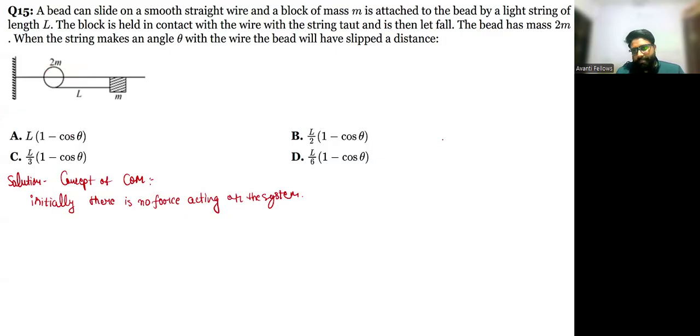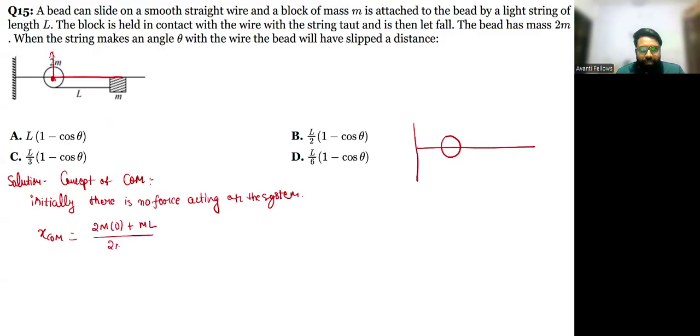So here we can say, let's say at an angle theta, let me draw it here, from the initial position. Let's calculate the initial position of the center of mass. x center of mass, if we assume the origin at this bead, is (2m × 0 + m × L) divided by (2m + m), which is L/3. Equation 1.